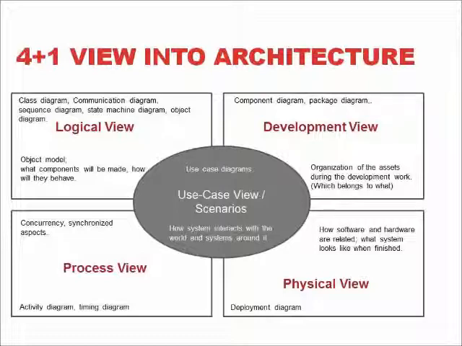We have the logical view, which includes class diagram, communication diagram, sequence diagram, state machine diagram, and object diagram. It's more or less the definition of what components will be made, how they will behave, what sort of things are they doing. So we more or less know what sort of complexity we are talking about with our components, what things they are doing, what we can take from other services, what we have to make ourselves.